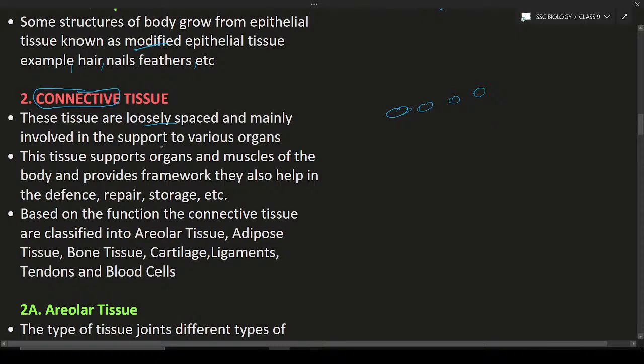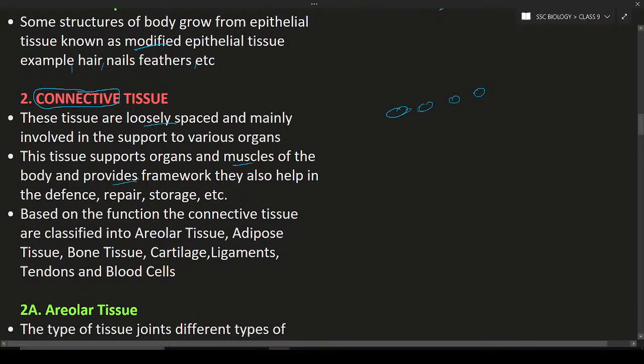Support, not transport. So it is support of various organs. It means these tissues are loosely packed and loosely spaced, and mainly they are going to support the various organs. This tissue supports the organs and muscles. They are going to support organs and muscles of the body and provide a framework.